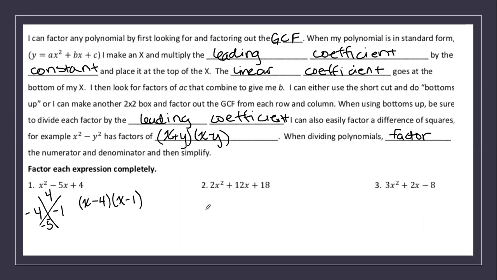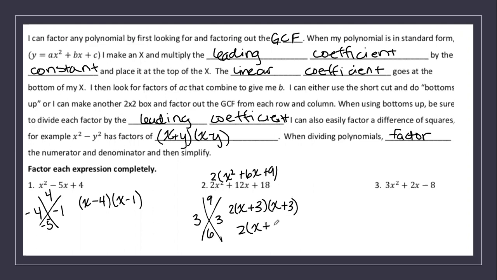My next one, I see I do have a greatest common factor, so I'm going to take that out first. So I have 2 times x squared plus 6x plus 9. Now I'm going to multiply my a times c, which is 9. My b is 6. I know 3 and 3 give me 9 as a product and 6 if I combine them. And I know I can also rewrite this as just 2 times x plus 3 squared.